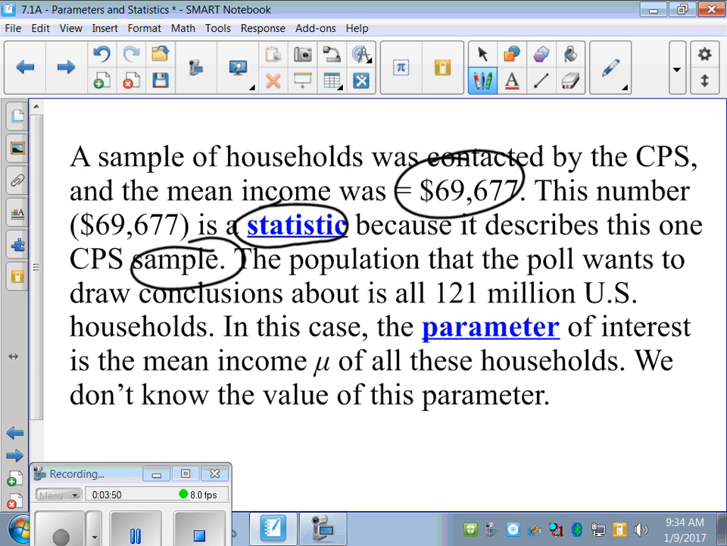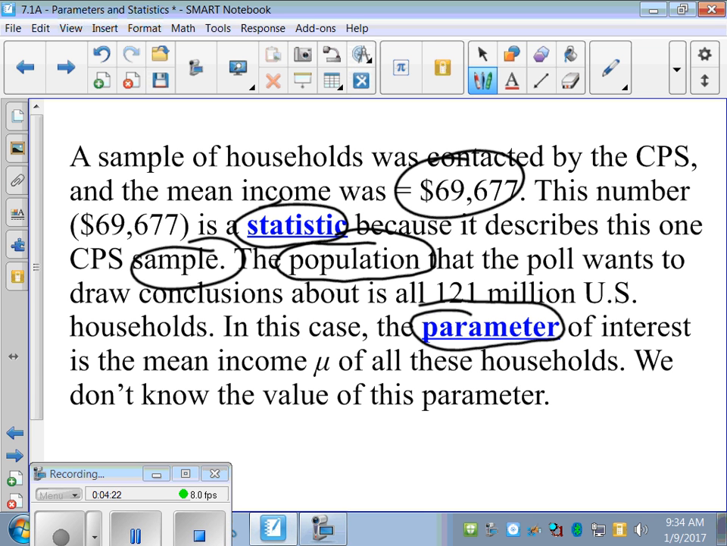All right. So the population that the poll wants to draw conclusions about is all 121 million U.S. households. Okay? In this case, the parameter of interest is the mean income, mu, of all of these households. Okay? So parameters go with populations. So population is the 121 million. The parameter we don't know. So in this case, we want to know what's the true mean income of everybody in the U.S., right?